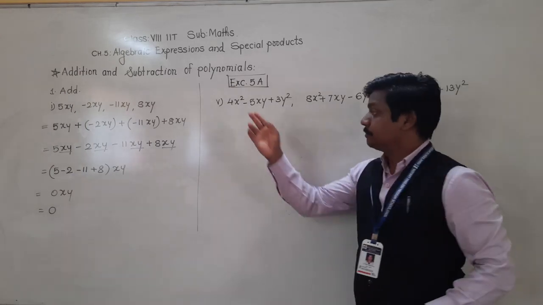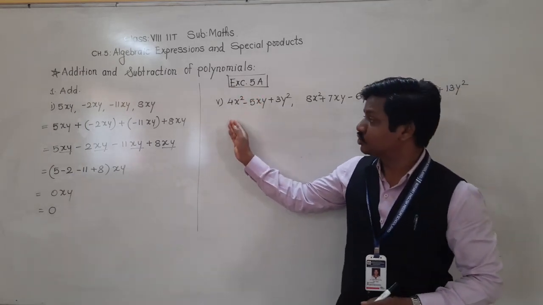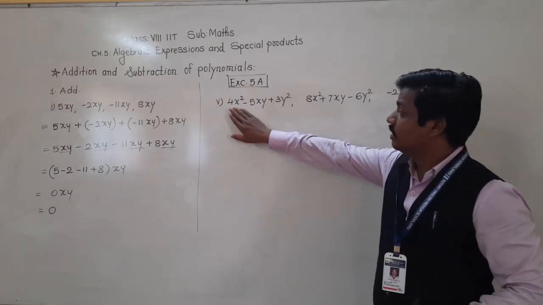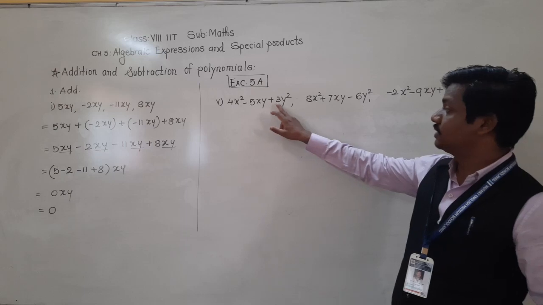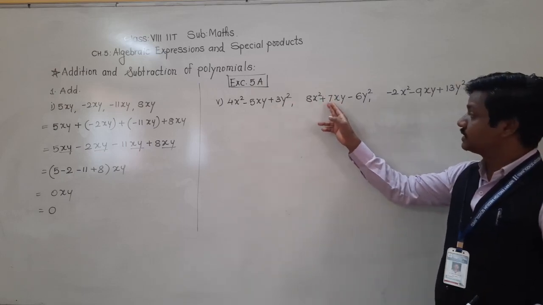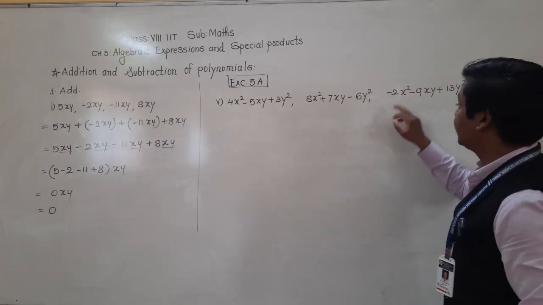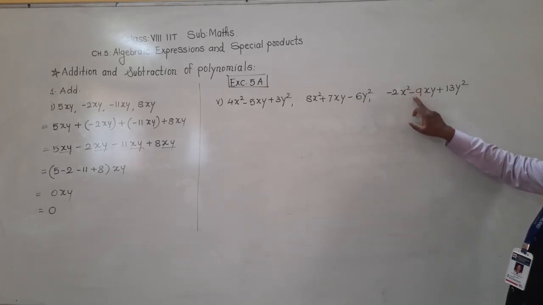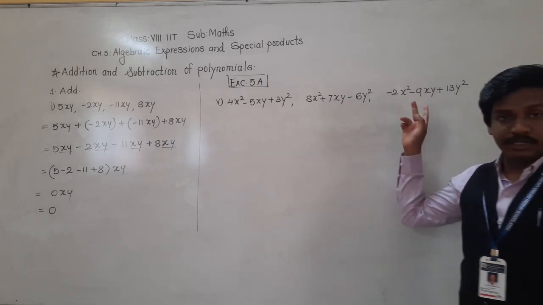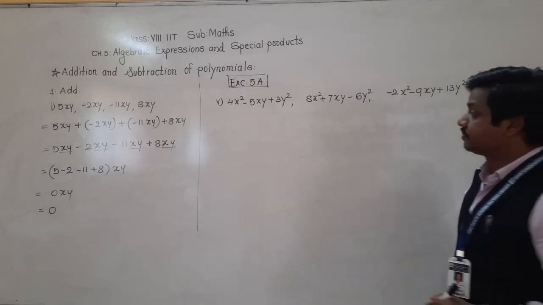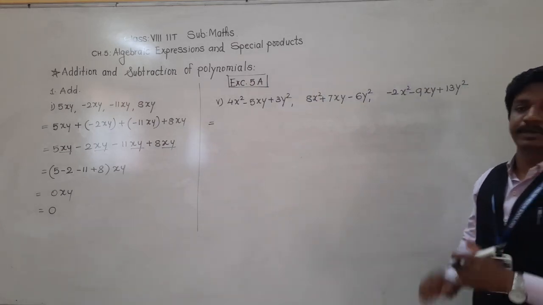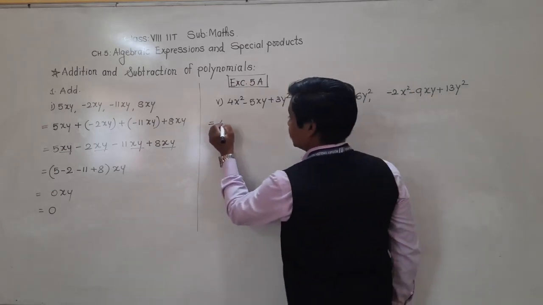Now see, in this first question, example number 5 is 4x square minus 5xy plus 3y square, 8x square plus 7xy minus 6y square, and minus 2x square minus 9xy plus 13y square. So these three polynomials are given. We have to add them. So let us combine them by putting plus sign between each of the expressions.